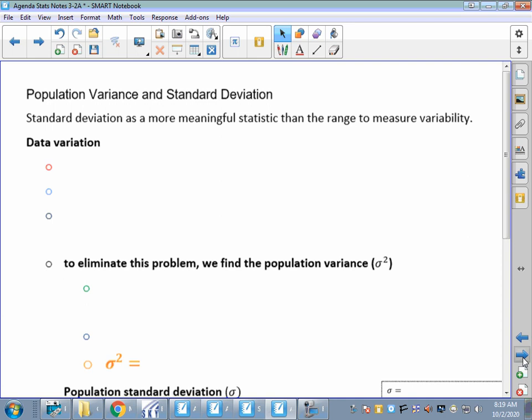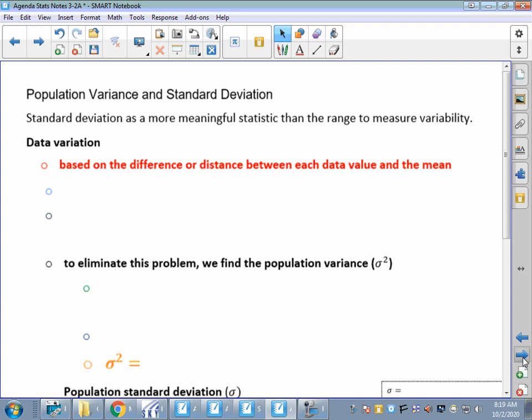So population variance and standard deviation. Remember how when we talked about means, we had population mean and we had sample mean. We're going to do the same thing here. So standard deviation is a more meaningful statistic than range. Range is helpful. It tells us something. But if we're talking about variability, this is a really important concept. So data variation is based on the distance or the difference between the data value and the mean. The mean for our two brands of paint was, what was it, 35?